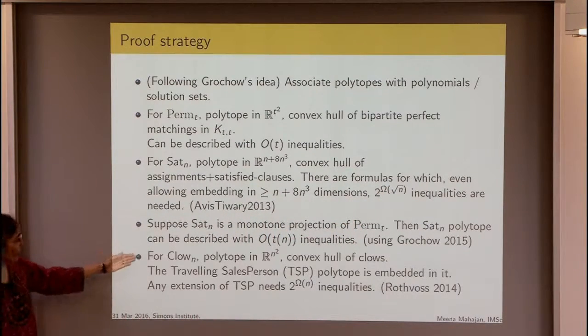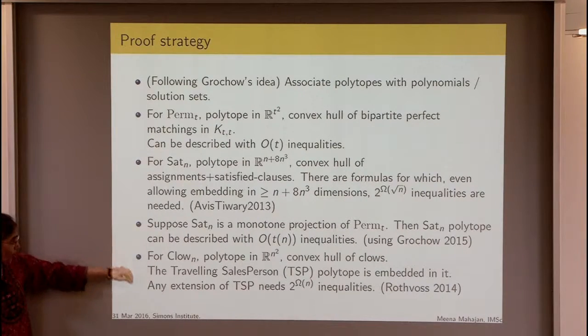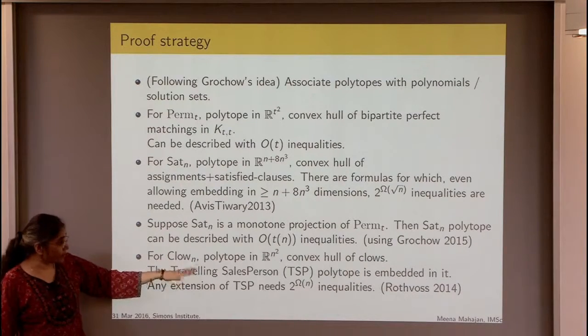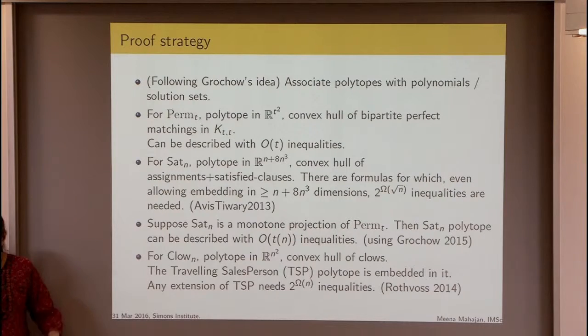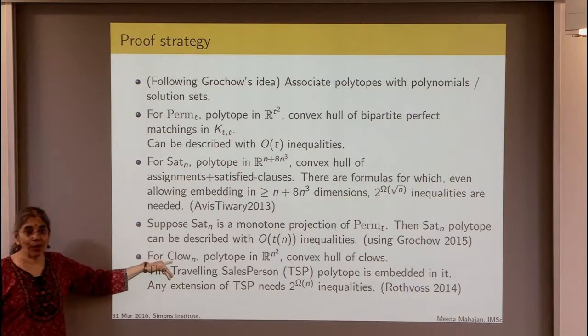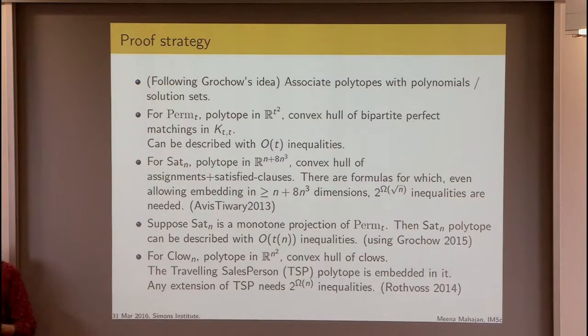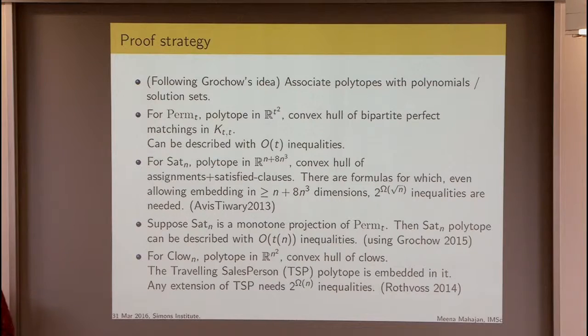For the closed walk polynomial, there is the TSP polytope, the traveling salesperson polytope, which is sitting inside the Newton polytope of Clow. The traveling salesperson polytope we know has large extension complexity. Rothvoss showed this a couple of years ago, and therefore it follows that you cannot get the Clow polynomial from the permanent polynomial using monotone projections. And I mentioned that Nitin also showed this for Clique. There he needed to use the correlation polytope, which also has these lower bounds.